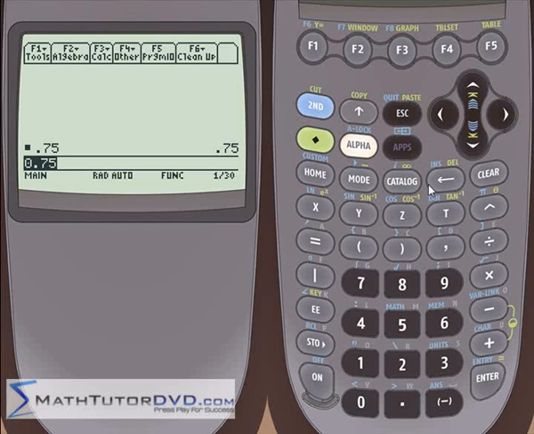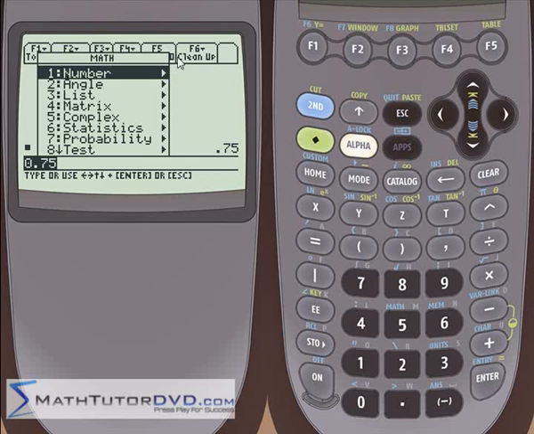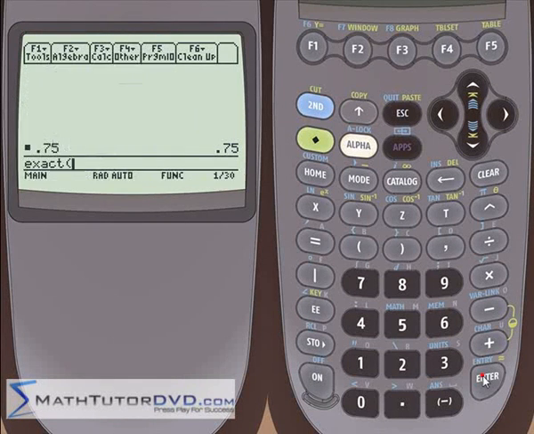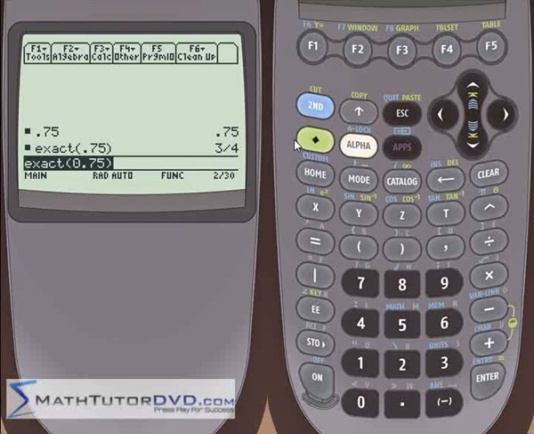The easiest way to pull that off is to go into the math menu, second function math, and go into the number menu, the flyout, and hit the exact, this first one here, number 1. So you can hit either number 1 because of the number 1 here, or you can just hit enter. So let's hit enter. So you have exact 0.75 and close it off, and it'll tell you that 0.75 is 3/4. So you can use the built-in functions of the calculator to keep everything in fractional form, and then get a fractional answer that's simplified.